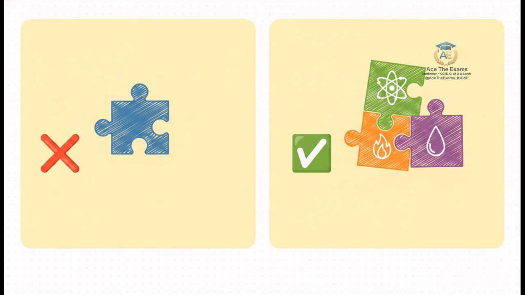But look, knowing the definition and having a mnemonic is really only level 1 of the game. The principal examiner reports, which are basically the cheat codes for these exams, consistently highlight a fascinating trend year after year. The candidates who achieve significantly higher marks, the ones pulling those top grades, they don't just regurgitate the definition of convection in isolation. They actively make cross-topic connections.